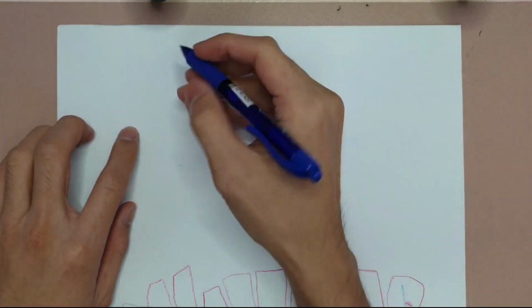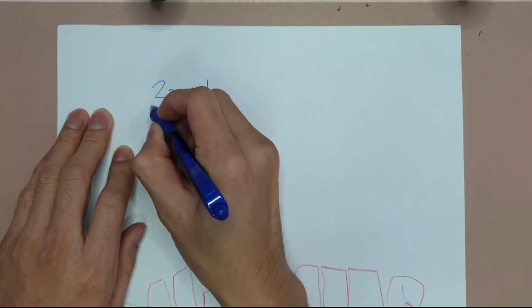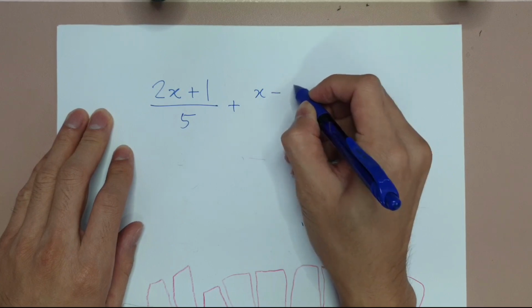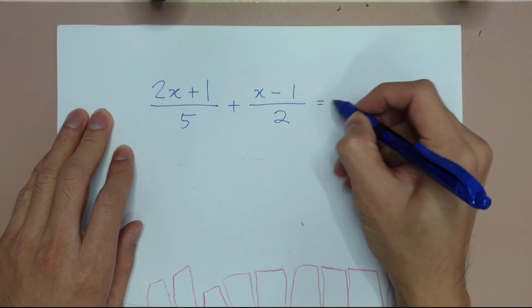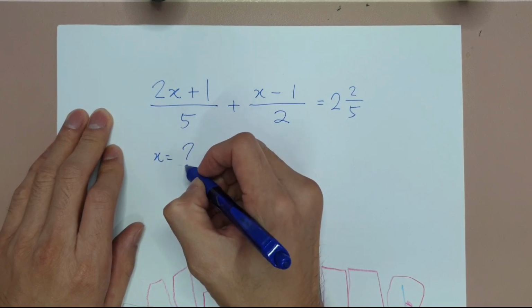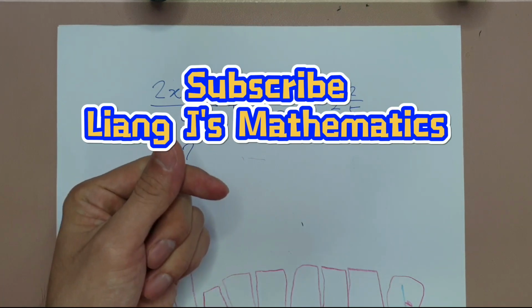One question for you to try. This question, you're going to do it and comment in the chats below. (2x + 1)/5 plus (x - 1)/2 equals 2/5. So get me your x answer. Comment in the chats below and tell me your answer. I will give you a like and a thumbs up.